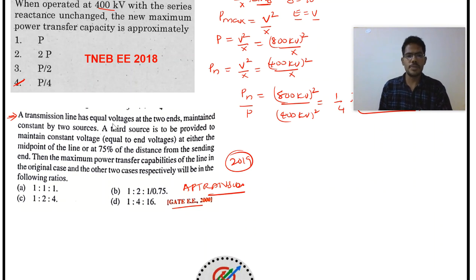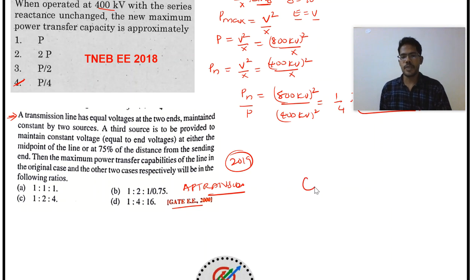Next one. A transmission line has equal voltages at the two ends, maintained constant by two sources. A third source is to be provided to maintain the constant voltage either at the midpoint of the line or at 75% of the distance from the sending end. Then the maximum power transfer capability of the line in the original case and the other cases respectively will be in the following ratios.